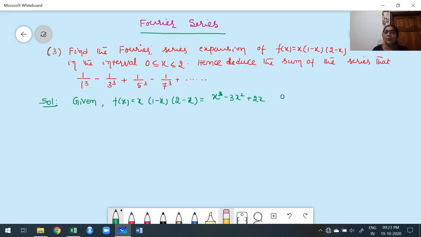The interval given is 0 to 2, that is x greater than or equal to 0 and less than or equal to 2. Now I want to construct the Fourier series. Observe carefully: the given interval is 0, 2. Whenever the interval starts from 0, we refer to the first case, where our general interval is 0 to 2l. Equate the upper limit of the given interval to the upper limit of the general interval, 2l. That implies l is equal to 1.